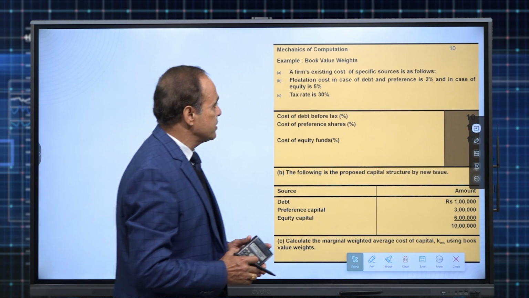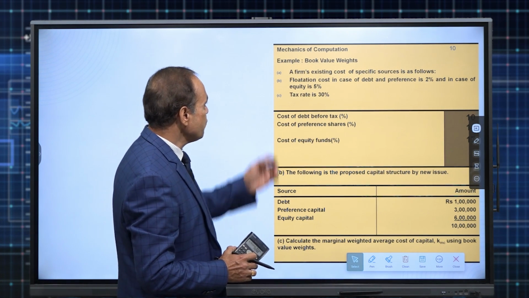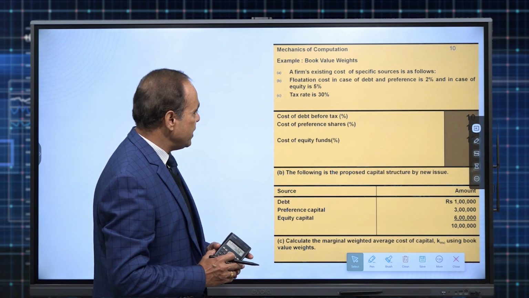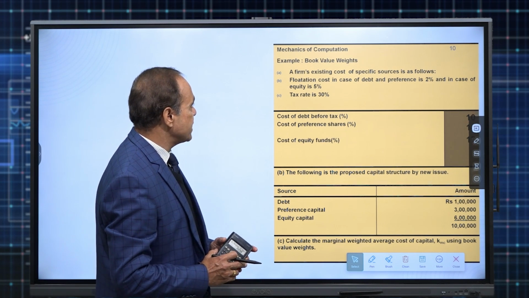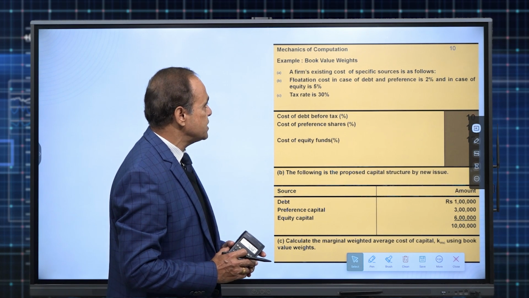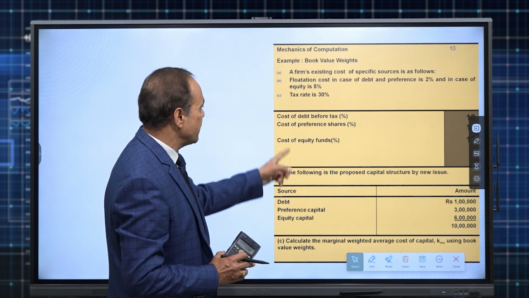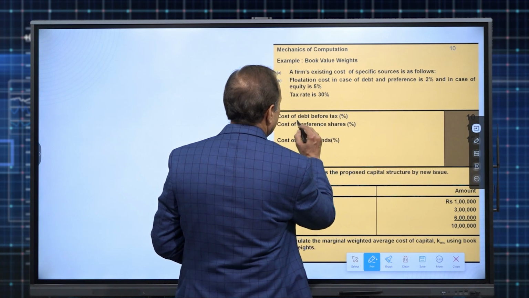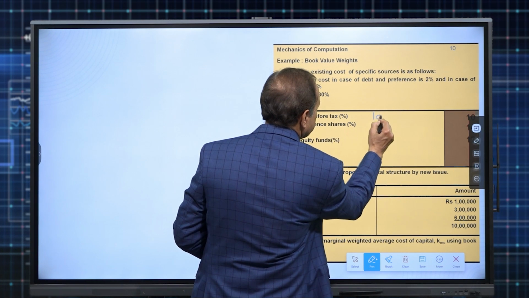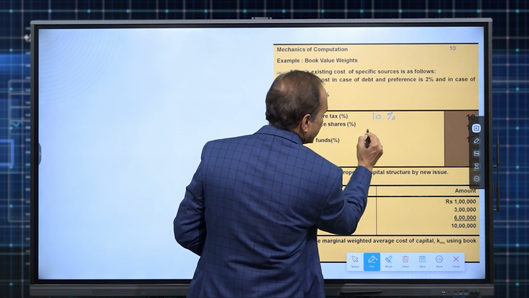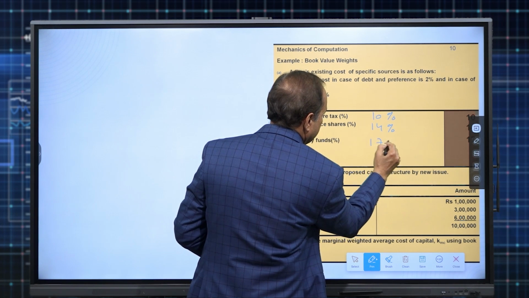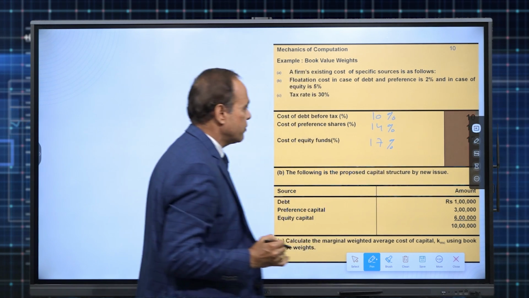So what are we given in this case? We are again given a book value weights example. A firm's existing cost of a specific source is as follows. So that is the specific cost. Now what cost are we given? For debt it is 10% before tax, 14% for preference and 17% for equity.